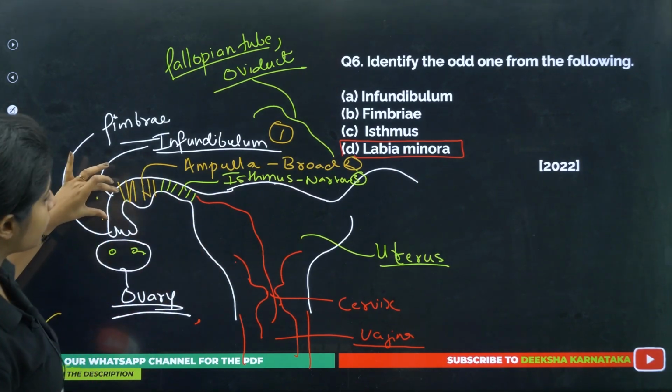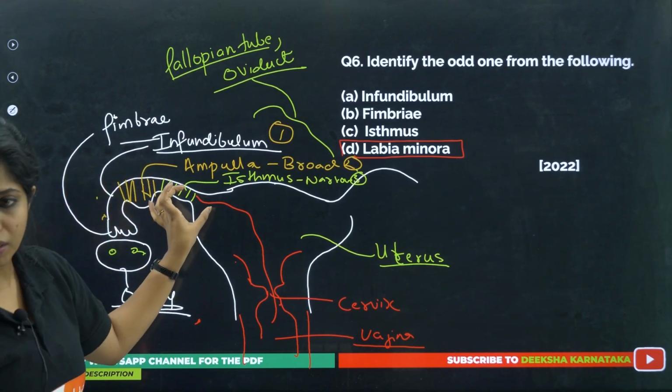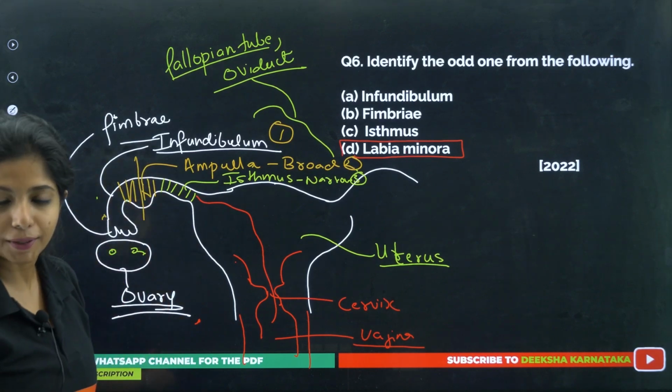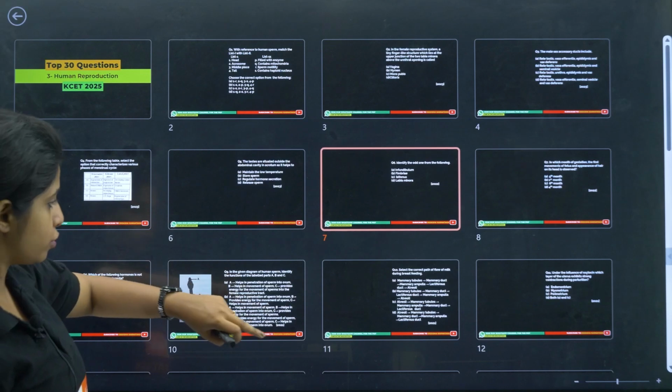So this is infundibulum that comes first, then it comes isthmus. So isn't it infundibulum to isthmus? It won't be able to move from here to here since there is a block being created over here. Okay, so let's see what's the answer, or we have any other good options there.